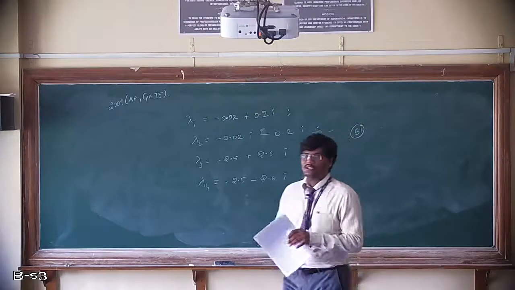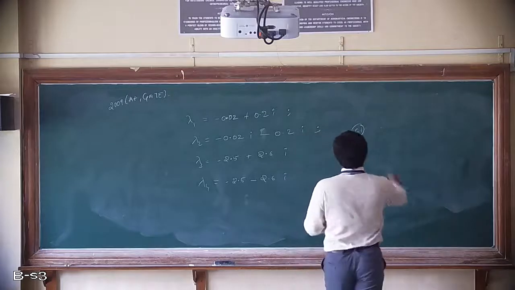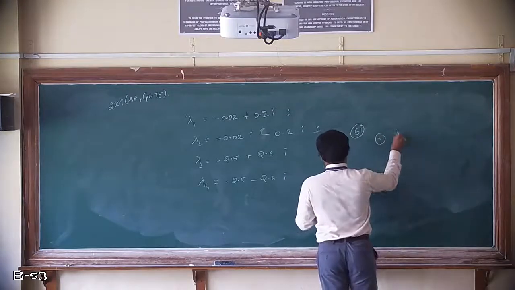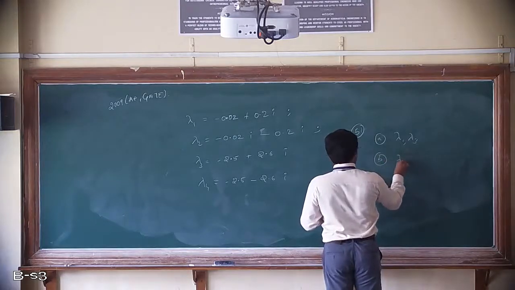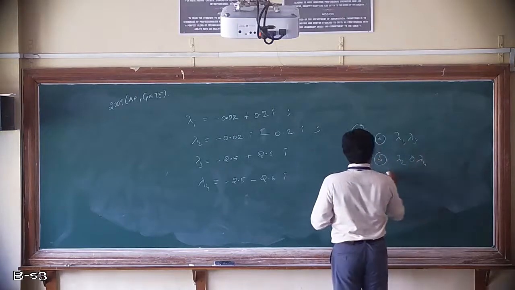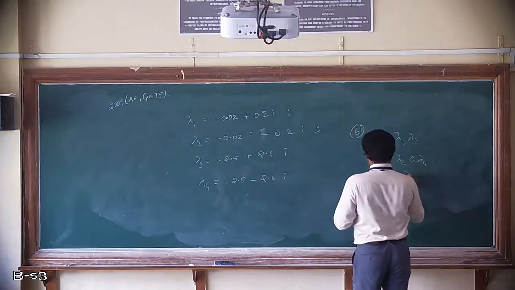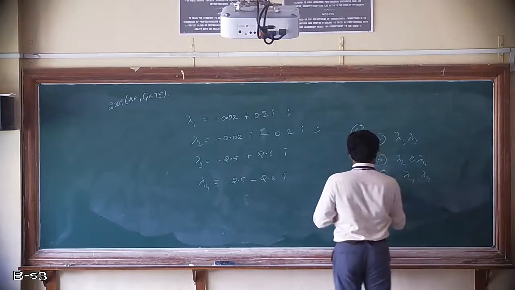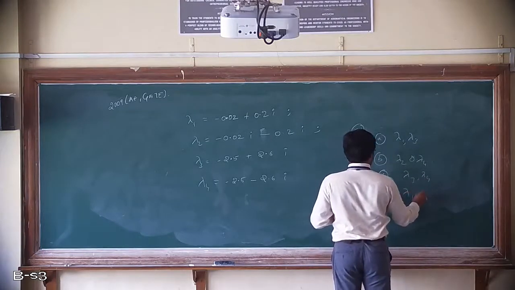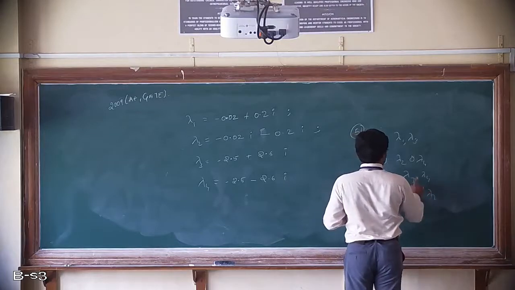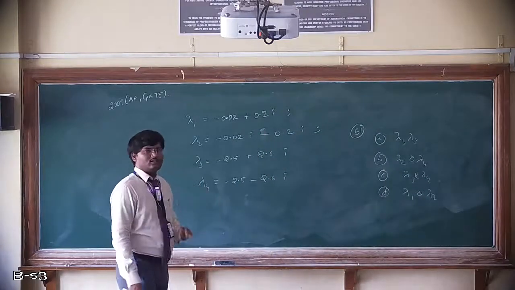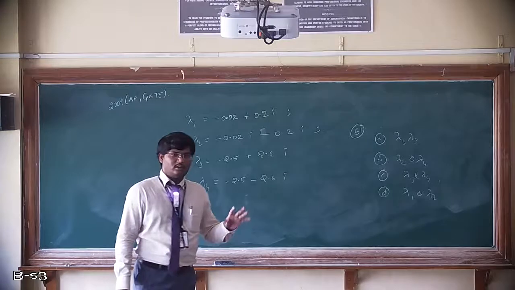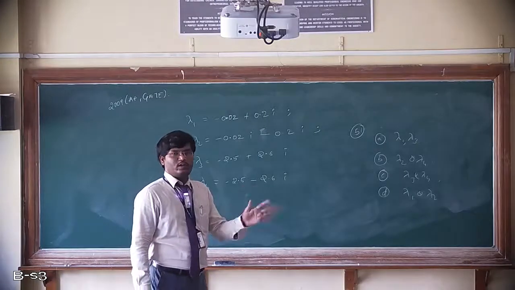What are they asking? Question number 51. The pair of eigenvalues that represent the Phugoid mode. Option A, lambda 1, lambda 3. Option B, lambda 2 and lambda 4. And C, lambda 3, lambda 4. And D, lambda 1 comma lambda 2.